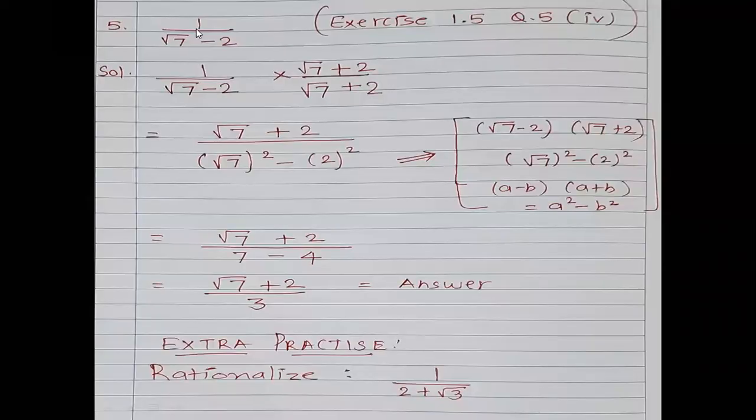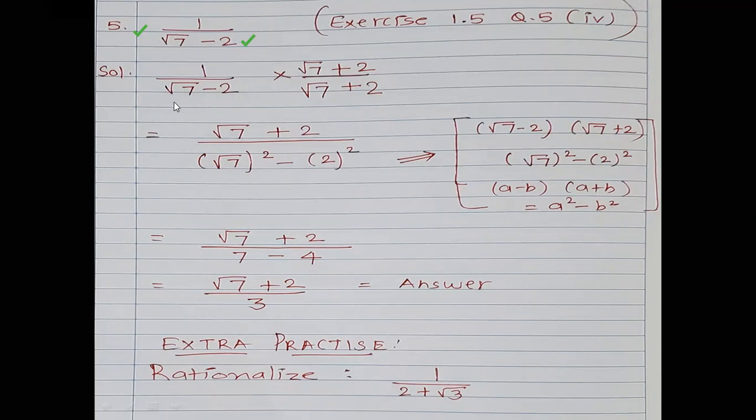Now, the last question of exercise 1.5, question number 5 is the fourth one, which says that 1 upon root 7 minus 2 is the question. I repeat, we are expected to rationalize 1 upon root 7 minus 2. Kindly observe that here only 7 has a root sign. 2 does not have a root sign. But the method remains the same. We have an irrational denominator.